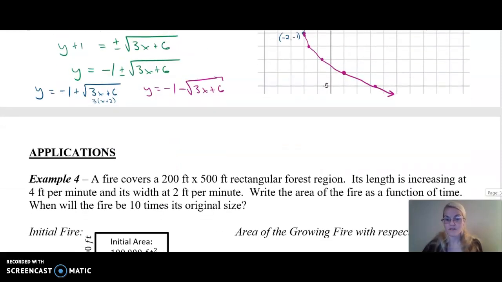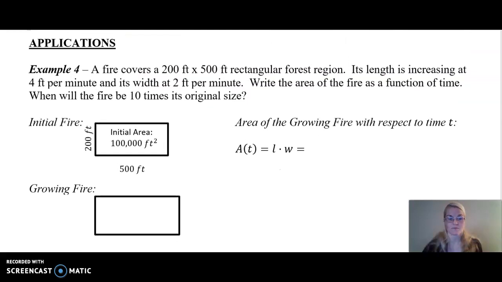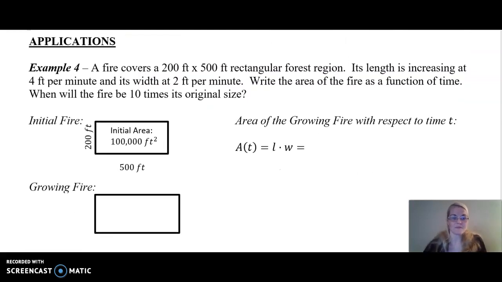All right, let's finish off this section with just a couple application problems. So, example, a fire covers a 200-foot by 500-foot rectangular forest region. Its length is increasing at 4 feet per minute, and its width is increasing at 2 feet per minute. Write the area of the fire as a function of time. When will the fire be 10 times its original size? So let's call this part A first.